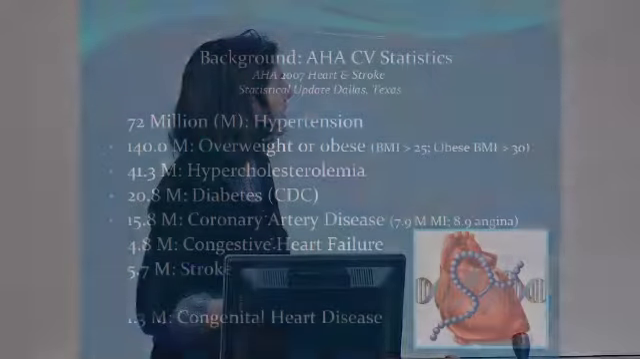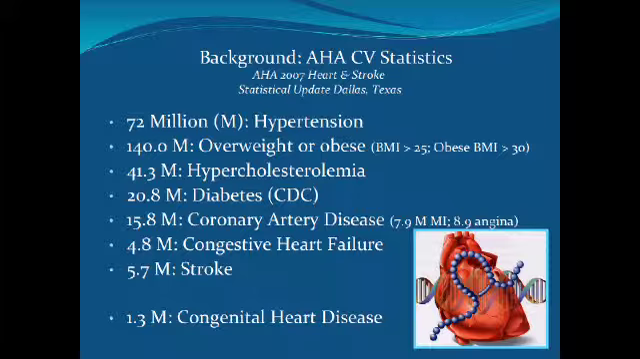So without further ado, this is a slide that became very pertinent for me. I trained as a cardiologist at Michigan and the University of Iowa, and then I went right into industry, and we were developing drugs to deal with atherosclerosis. I was amazed that on my day-to-day basis, even now, I take care of congenital heart disease, 1.3 million people with congenital heart disease. But more people have actually coronary disease, over 15 million Americans, with many people having the risk factors. Over 70 million with hypertension, 140 million that are overweight and obese, 40,000 or so with hypercholesterolemia, and 20 million with diabetes, kind of a striking number, and we'll come back to this in a moment.